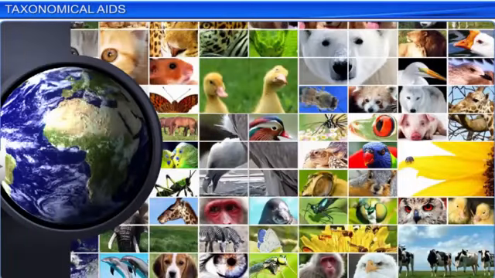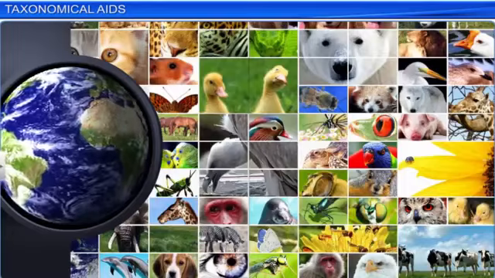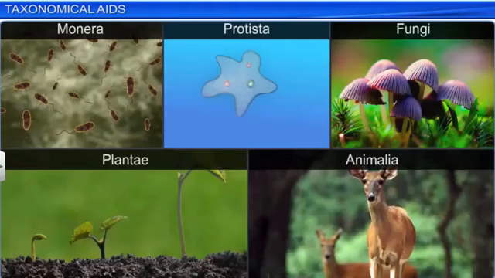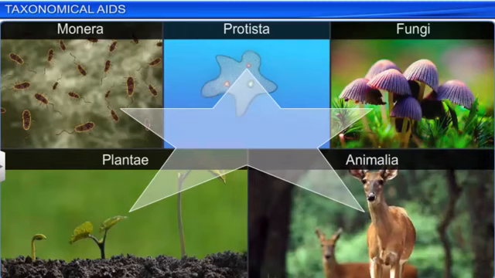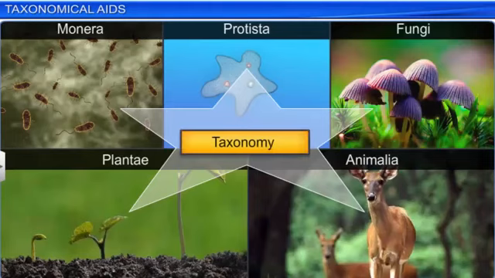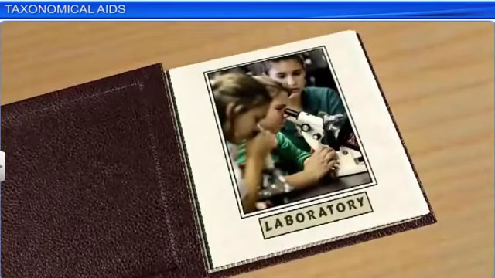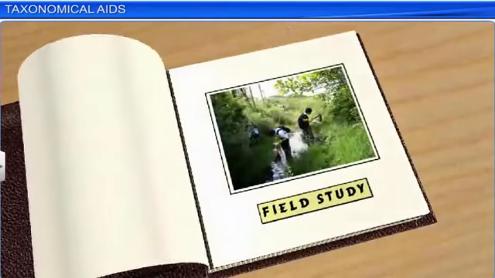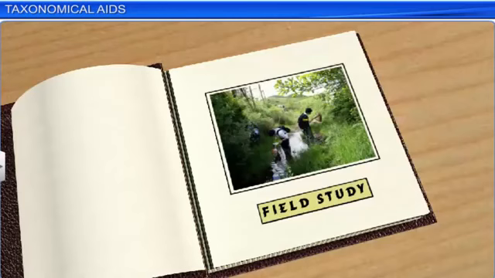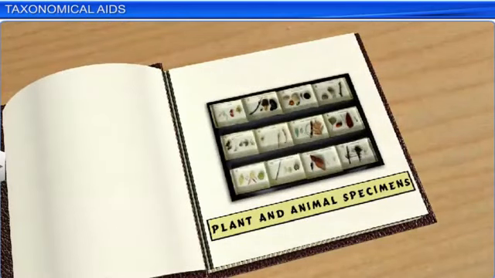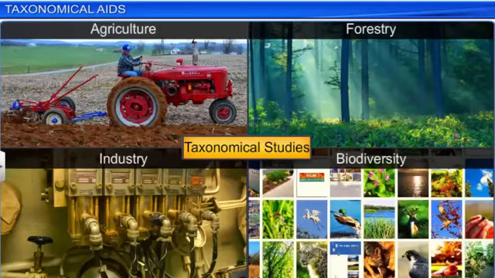Our planet is filled with numerous living organisms. To simplify the study of these organisms, they are classified into convenient categories based on their characteristics. This classification process is known as taxonomy. Taxonomic studies require careful identification of the organisms, for which intensive laboratory and field studies are carried out, and actual specimens of plant and animal species are collected. These studies help in disciplines such as agriculture, forestry, industry, and in knowing the biodiversity.